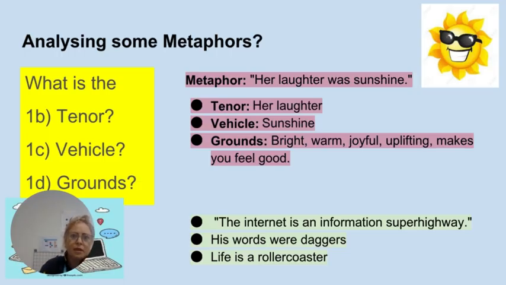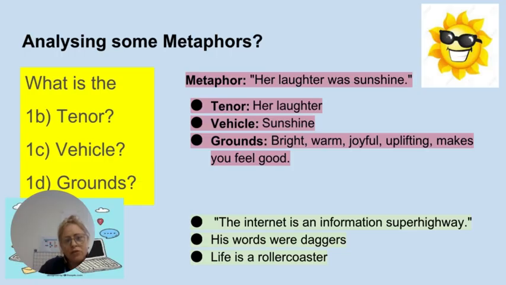Start off with the metaphor that is highlighted in pink. Her laughter was sunshine. So the tenor is her laughter, the vehicle is sunshine. Now the similarities are expressed in the grounds. Both are bright, warm, joyful, uplifting, and make you feel good. So there are more than two grounds, which makes this a successful and effective metaphor.